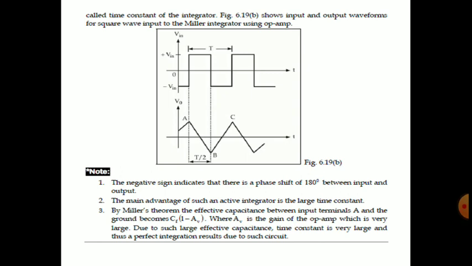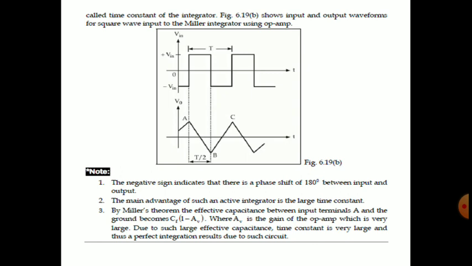In the circuit, the negative sign indicates that there is a phase shift of 180 degrees between input and output. See, right? The V input is at the negative level, but the V output is at the positive level. That is the rising, because of the 180 degree phase shift between input and output.